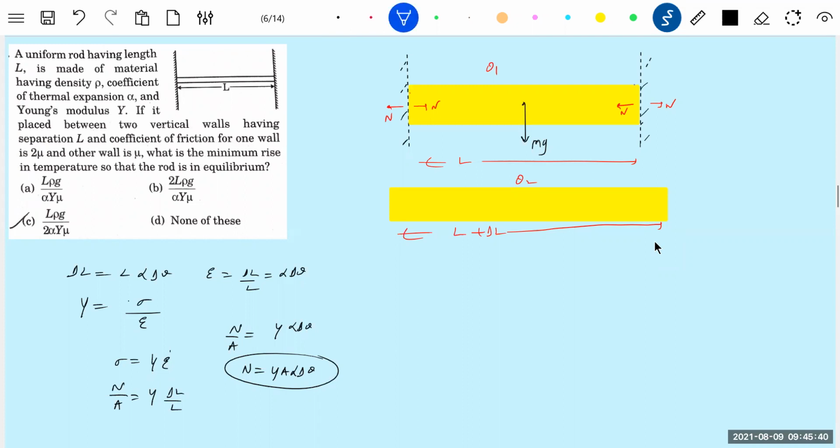Now, let this be 2 mu, let this be mu. What is the minimum rise in temperature? What should be the minimum rise so that it's in equilibrium? So at one wall, if the frictional force acting is limiting, at the other wall it should be static, because what is the limiting friction at this point? 2 mu N. Here it is mu N. So minimum rise in temperature means, as here it is limiting, this should be static here.